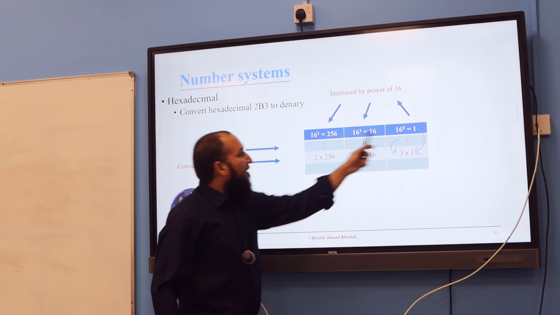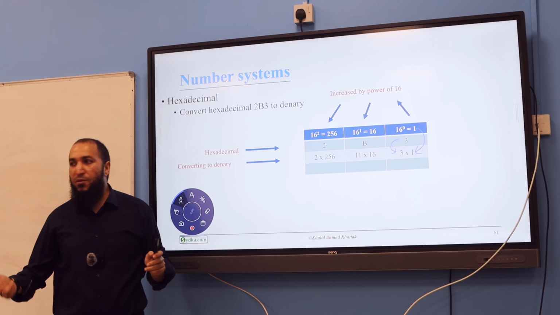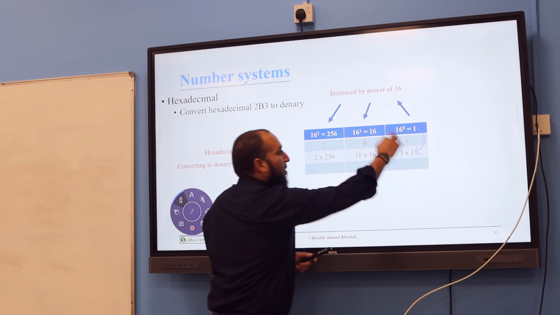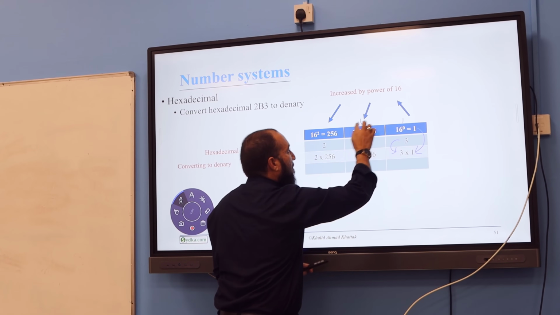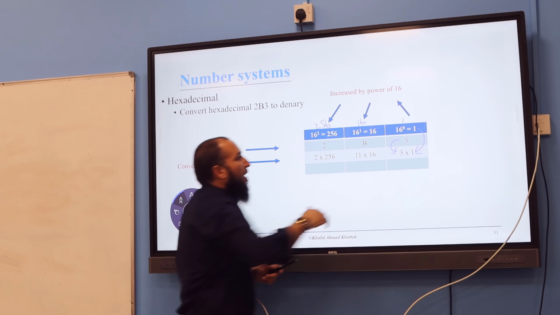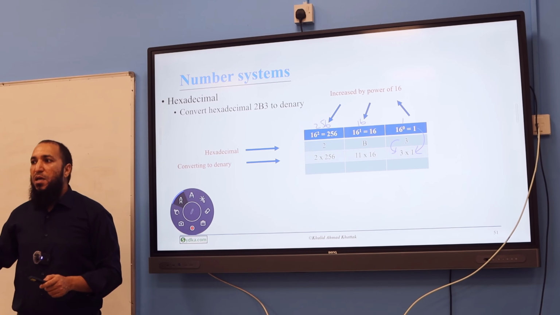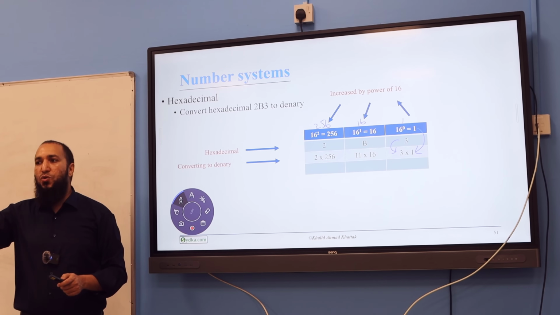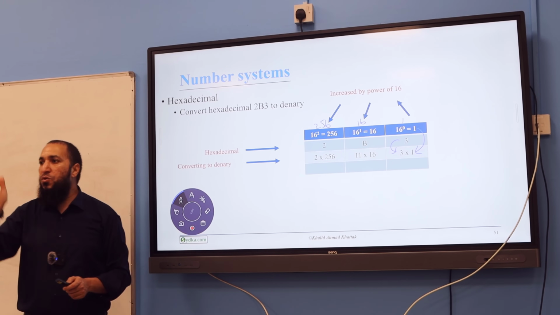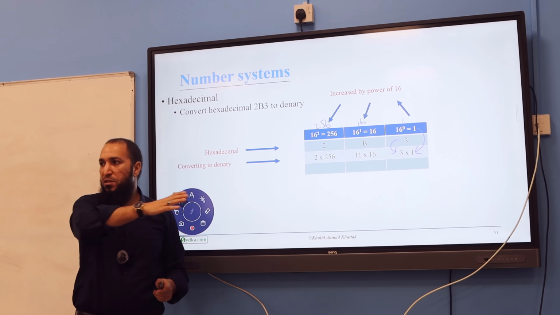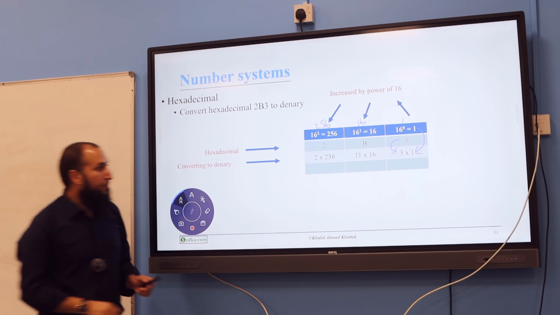In the beginning, you write it like this, but when you practice enough, you can change this into simply 1, 16, 256. The same way we did it with binary. Instead of writing 2 to the power of 0, 2 to the power of 1, we just wrote 1, 2, 4, 8, 16, 32 like this. That comes with practice.